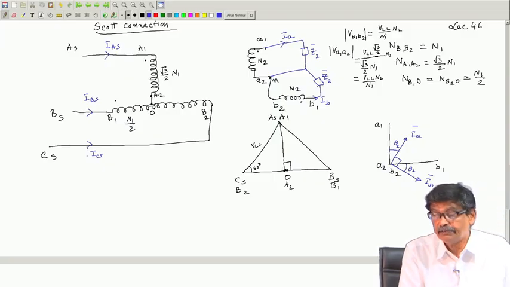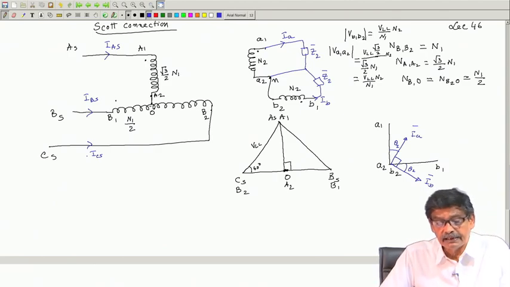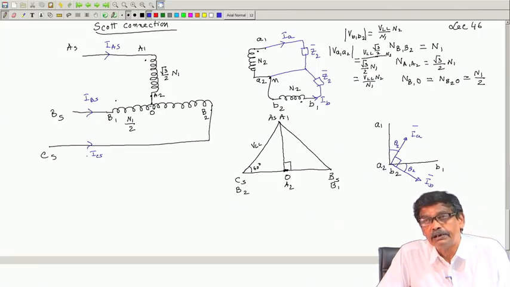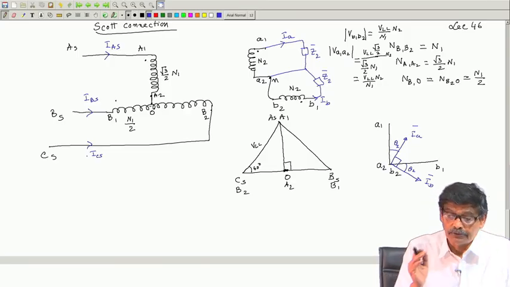From where shall I find out? Secondary currents are known. I will calculate the reflected currents on this side, and if we see that I A S, I B S, I C S are of the same magnitude but 120 degrees apart, then I will conclude that the AC side current is also balanced. Now, how do I do that?